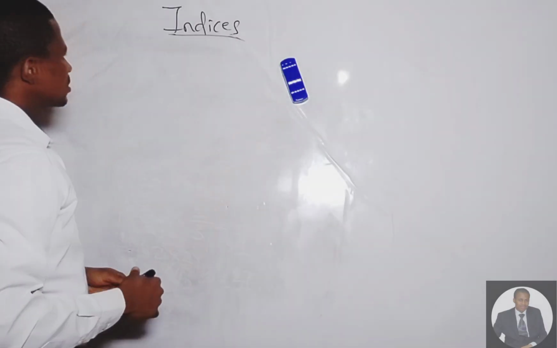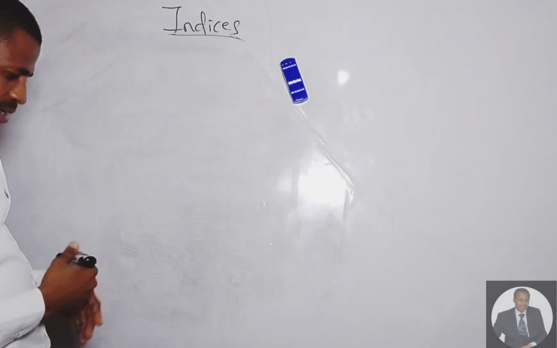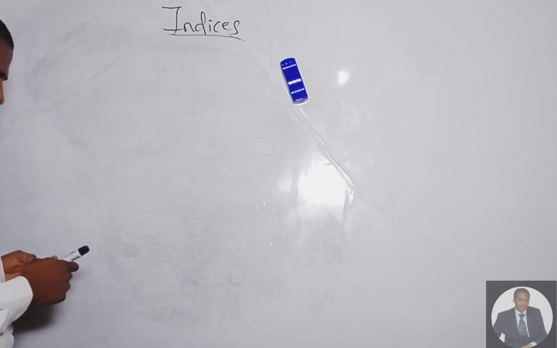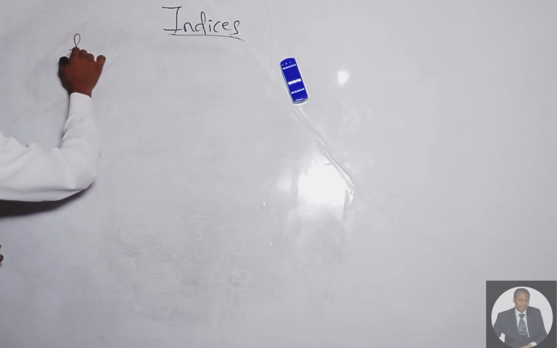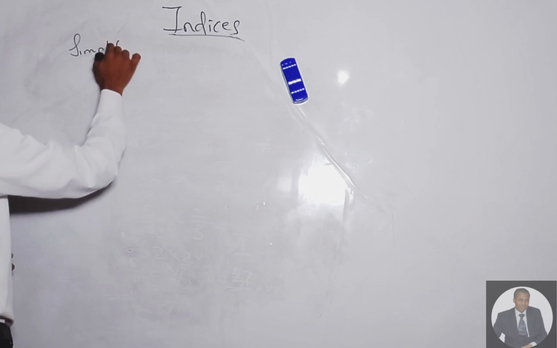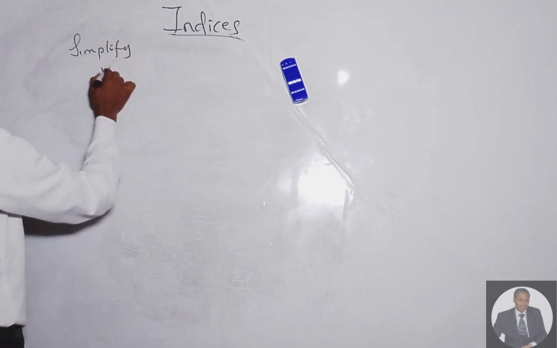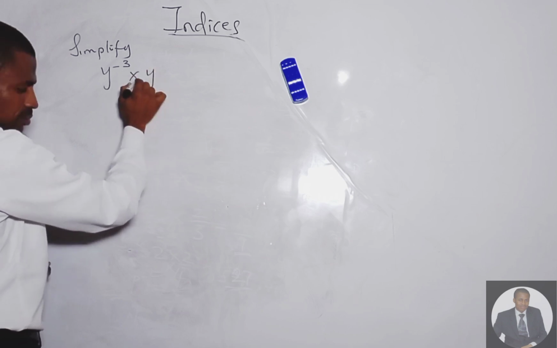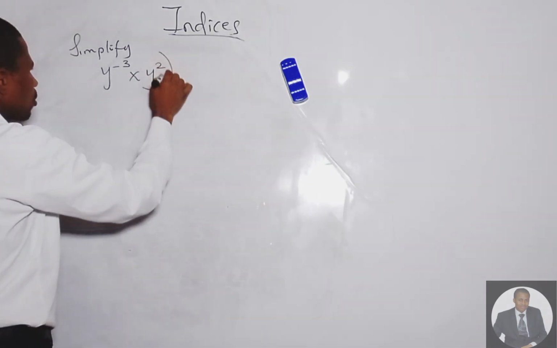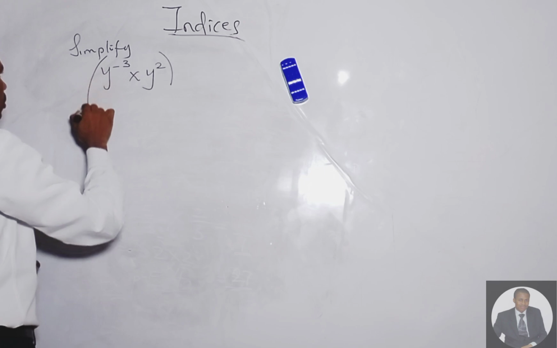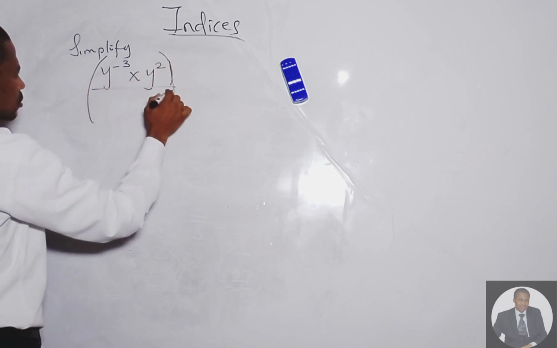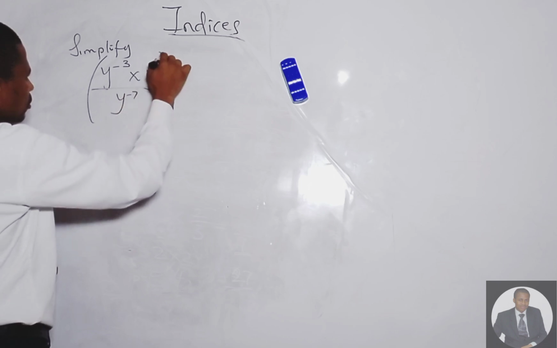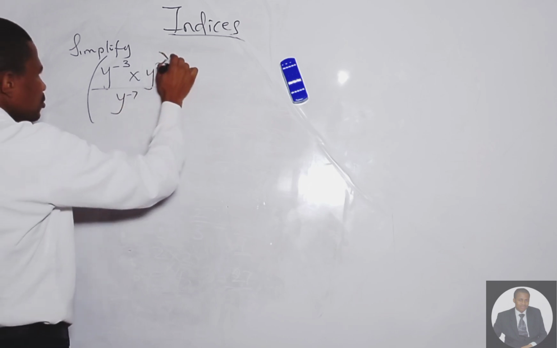Really, by now, indices is becoming easier by the day. Let's look at another question. Simplify: y raised to the power minus 3 times y raised to the power 2, all divided by y raised to the power minus 7, all into brackets raised to the power 1 over 2.